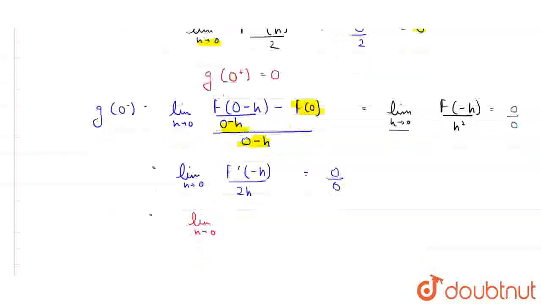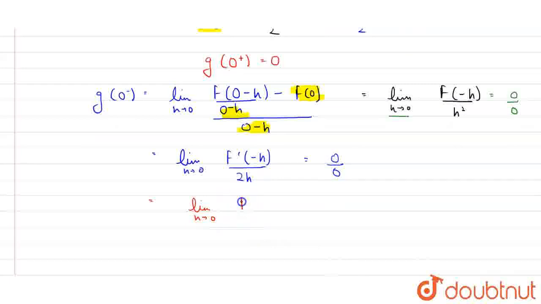Basically we are comparing whether this function is differentiable or not. We have proved that this function is continuous. It will be f double dash h upon 2. Now it will be equals to 0 by 2, or it is equals to 0.